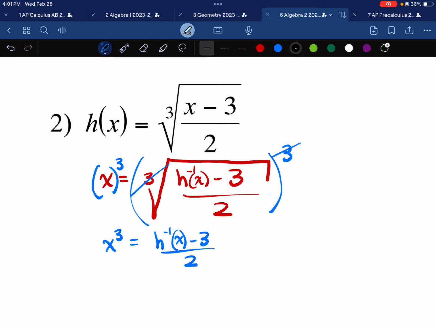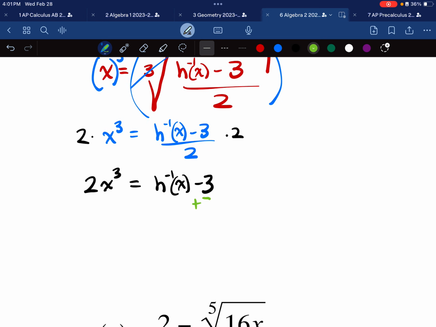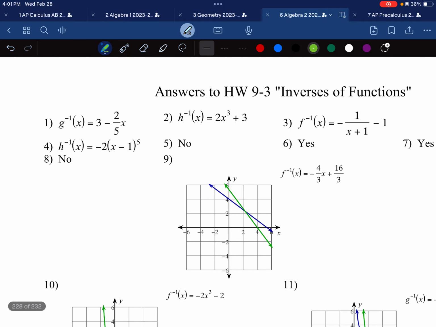The next thing that I need to get rid of is this divided by 2, so I'm going to multiply both sides by 2. So I now have 2x cubed is equal to h inverse of x minus 3, and then finally I'm going to add 3 to both sides, plus 3, and my final answer is going to be 2x cubed plus 3 is equal to h inverse of x. Final answer, I'm going to box it. Let's check. 2x cubed plus 3, we got it.